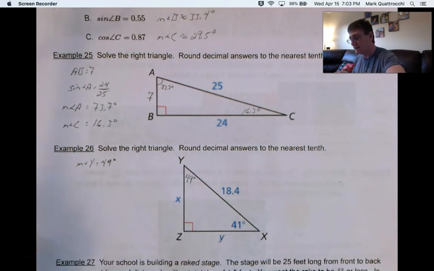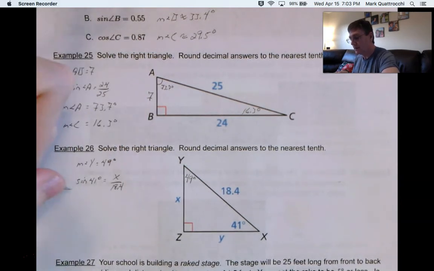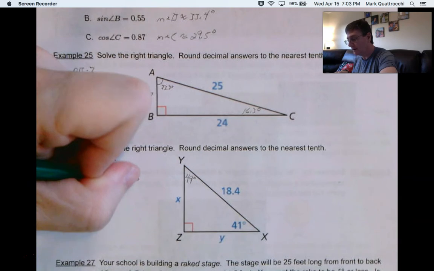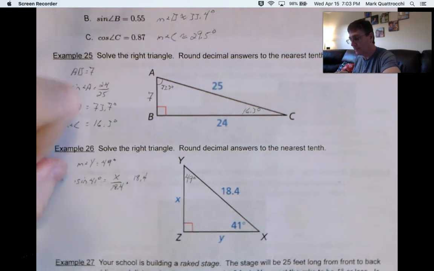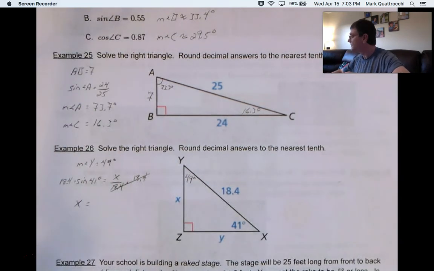So we've got sine of 41 degrees equals x over 18.4. Multiply by 18.4. X equals 18.4 times sine of 41, and I get x is equal, rounded to the nearest tenth, 12.1.